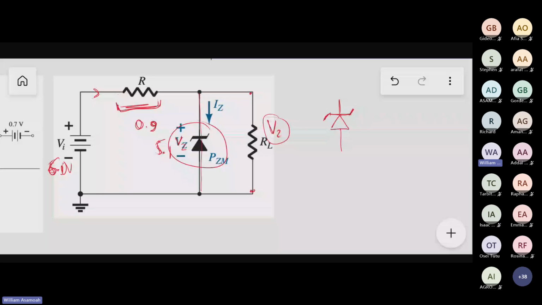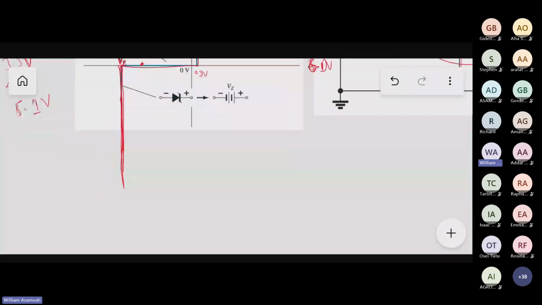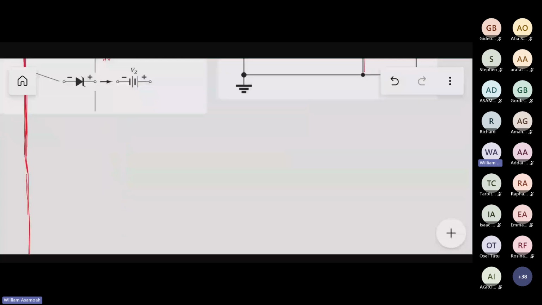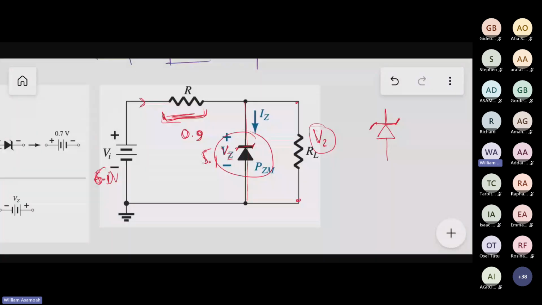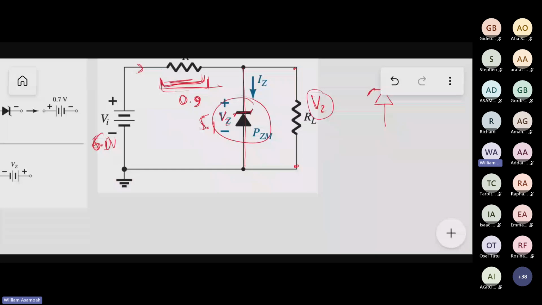No matter how you raise the voltage, you can raise it to 1000 volts, it will still be 5.1 across the Zener. All the excess will come across this resistor. So we call this the bleed resistor. Right? The bleed resistor. It bleeds the excess. It takes all the excess all the time.